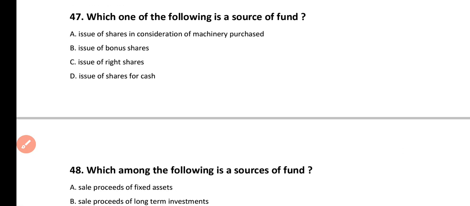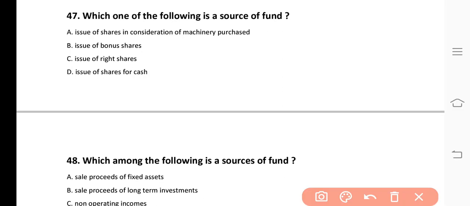MCQs number 47. Which one of the following is a source of fund? Issues of share in consideration of machinery purchased, issue of bonus share, issue of right share, issue of share for cash. So the correct option is option D, issue of shares for cash, because cash is a source of fund.